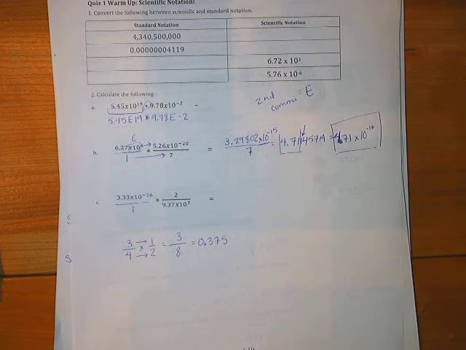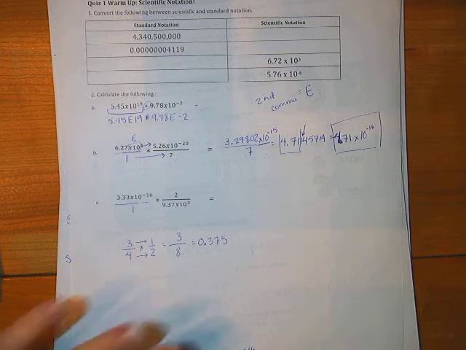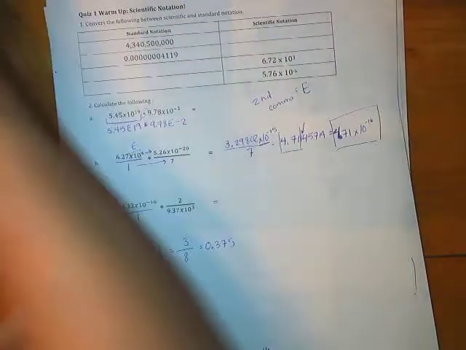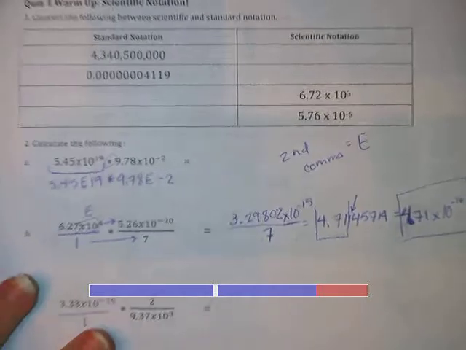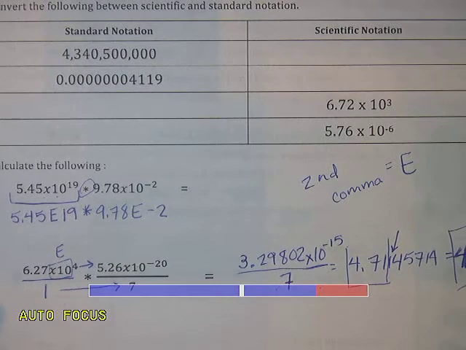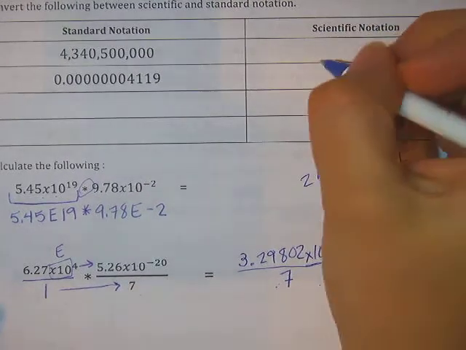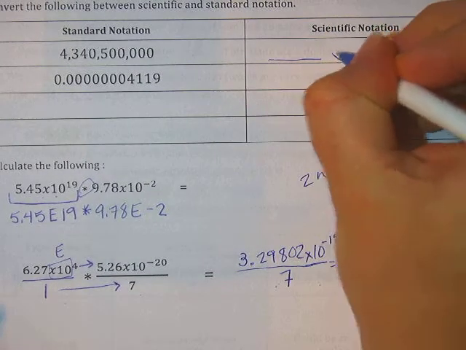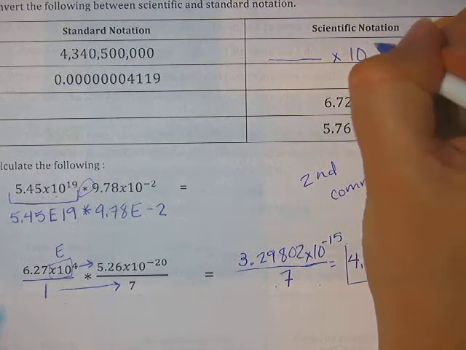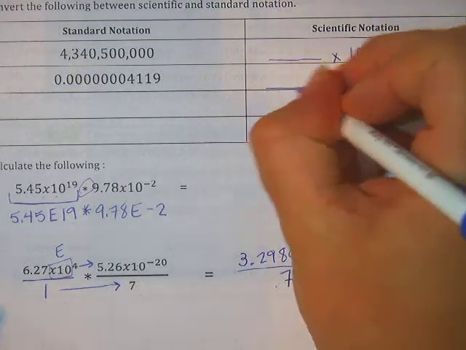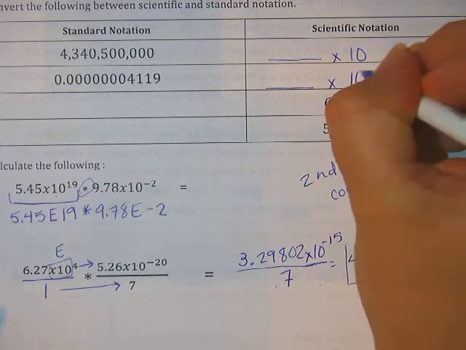All right, and at this point, if the video is playing, you must have finished your warm-up. So, let's talk about the stop section. When we go from standard notation to scientific notation, remember we're always supposed to end with some coefficient times 10 raised to some power.